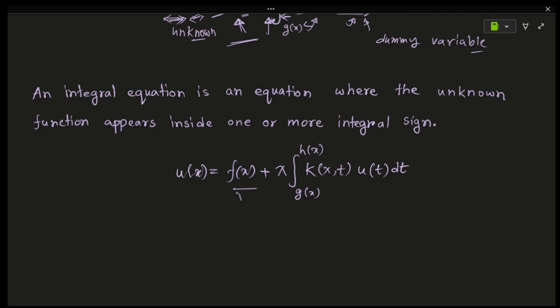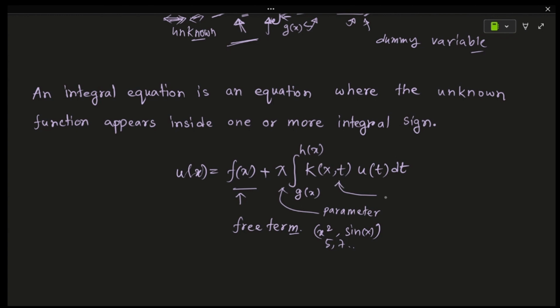This f of x is just an arbitrary function, known as the free term. It's just an independent function. It can be x squared, it can be sine of x, it can be anything. It can even be a constant number, like 5 or 7. It doesn't make any difference. So this is a free term, and it is not related to the unknown function. This lambda here is known as a parameter, which scales this whole integral.